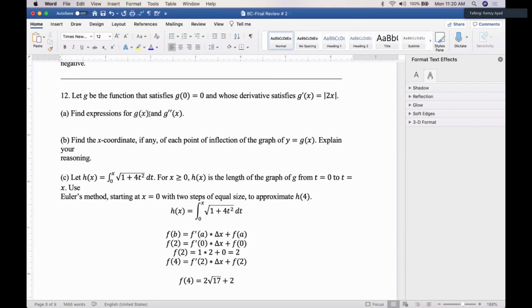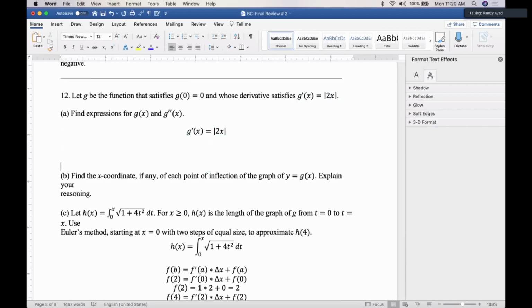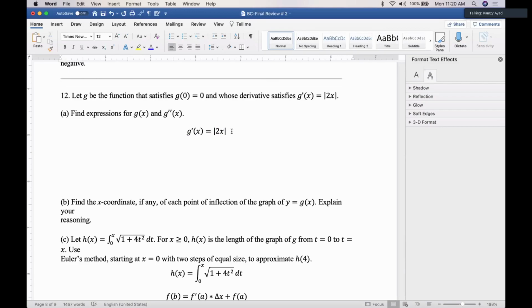Find the expression for g of x and g double prime of x. Let's do that. Did we learn how to get the derivative of absolute value? No. Did we learn how to get the integral of absolute value? No. So how would I be able to do that? By switching this function and rewriting it as a piecewise function.